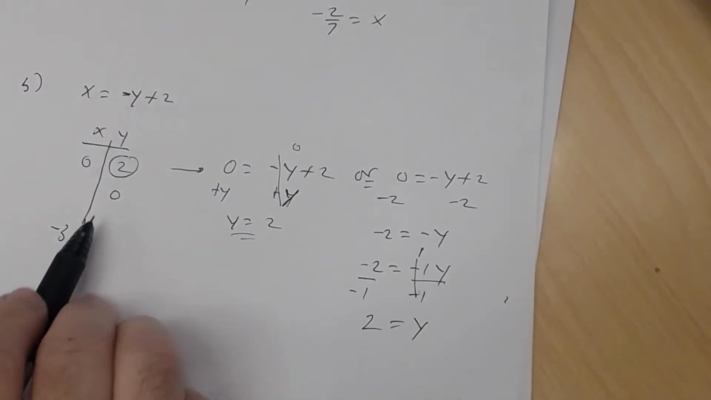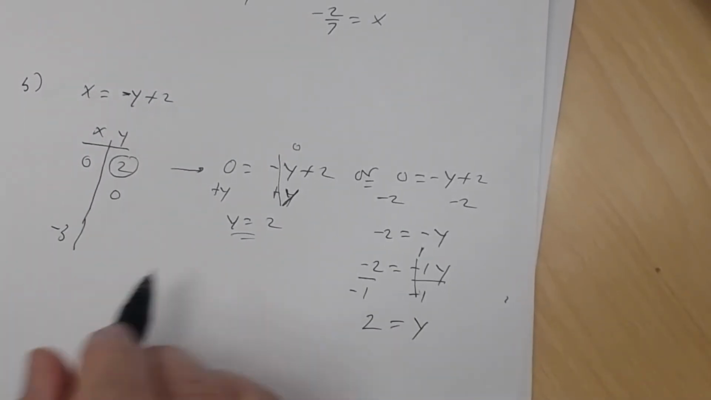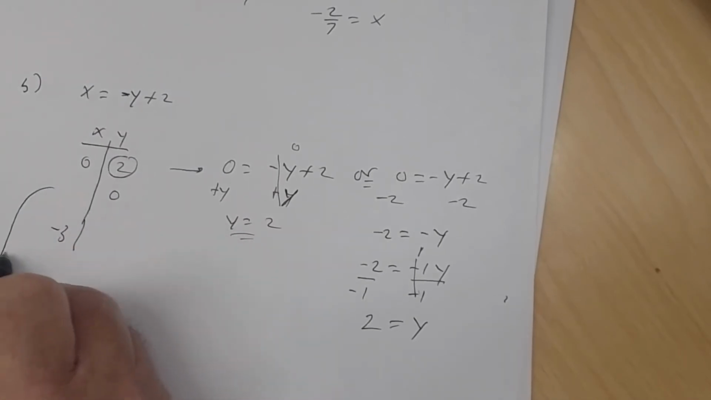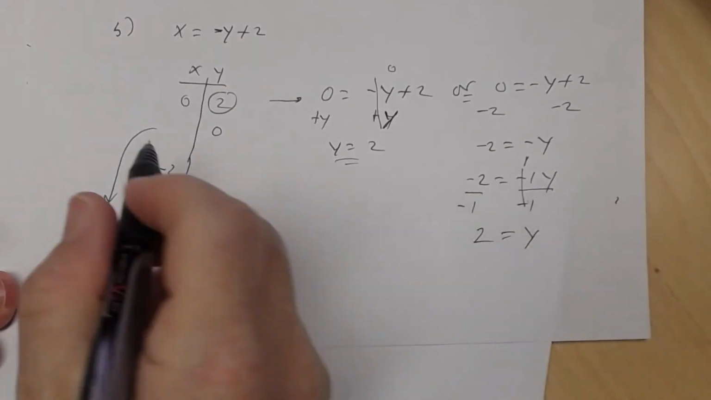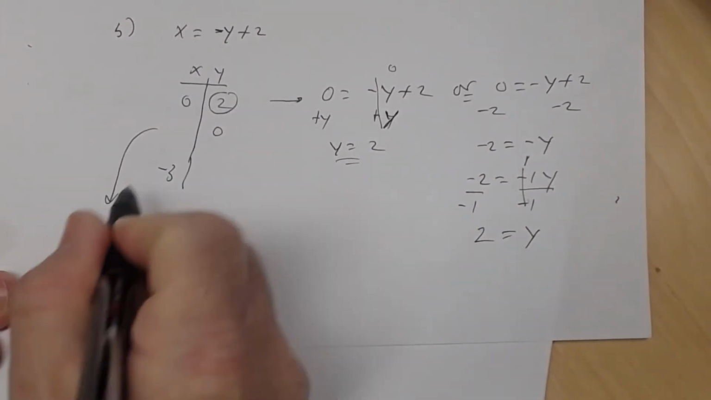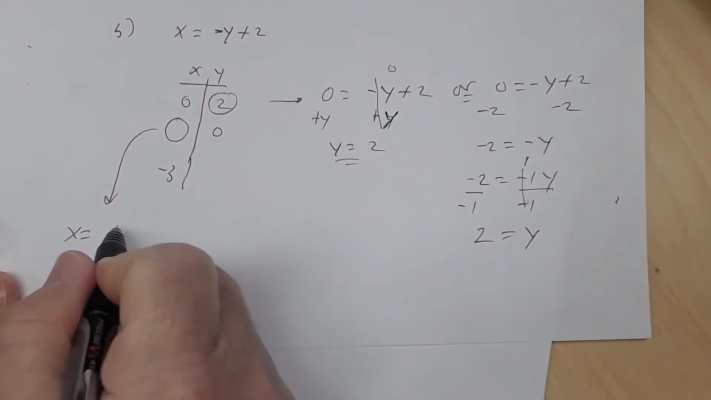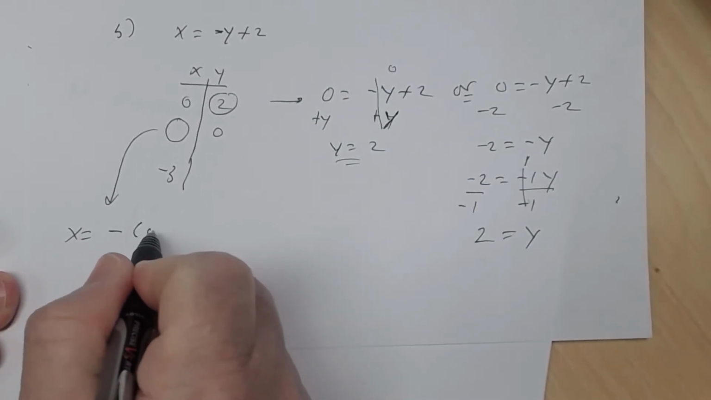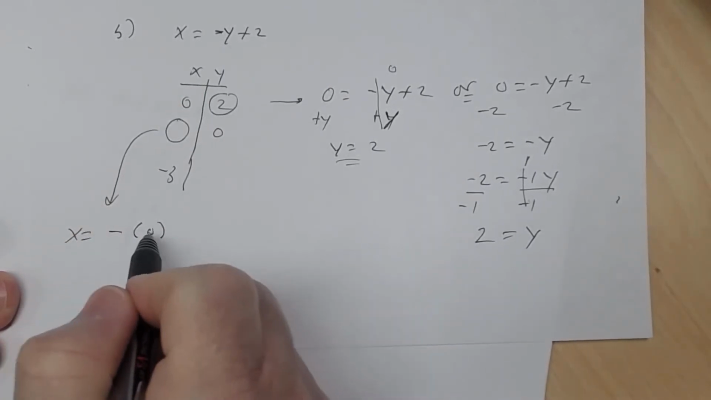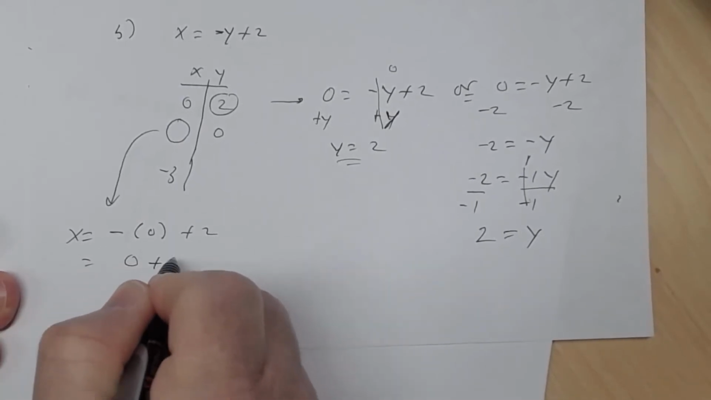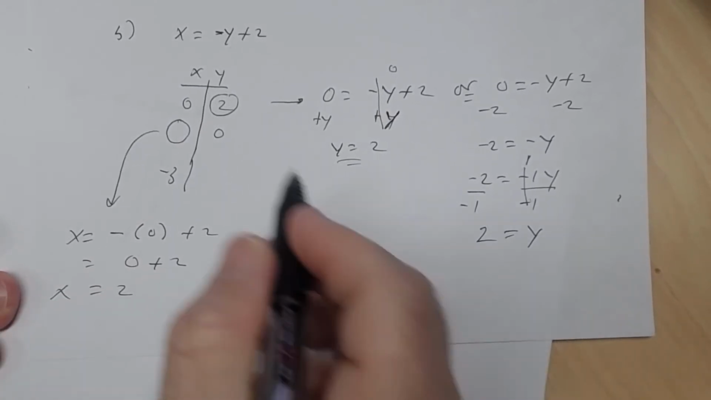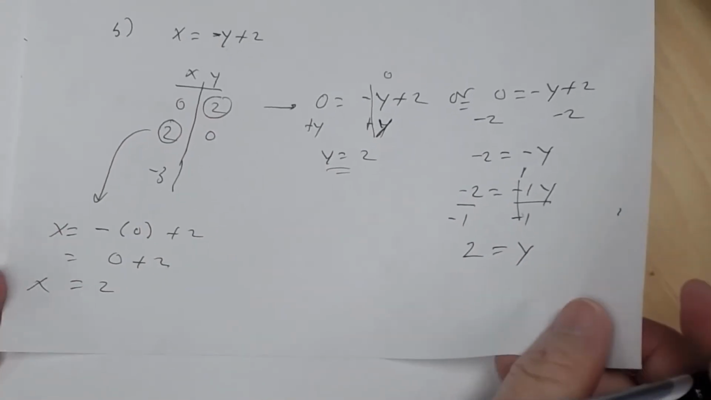Okay? All right, now this time you're told y is 0. So I get x equals, you're trying to find what x equals, so I get x equals the opposite of 0 plus 2. Remember, y is 0. Well, the opposite of 0 is 0, and 0 plus 2 is 2. So there's your x. So 2 goes here.